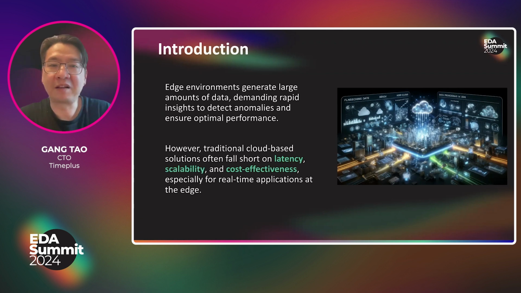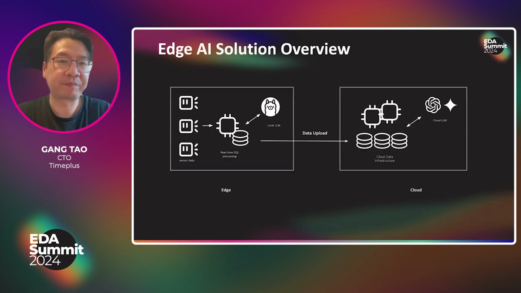Another thing, security, is also a concern. Sometimes you want to keep your data private to yourself. You don't want to upload your sensitive data to the network. That's why, for this kind of real-time edge-based anomaly detection or data processing, you want to keep everything local. That's the topic I'm going to talk about today.